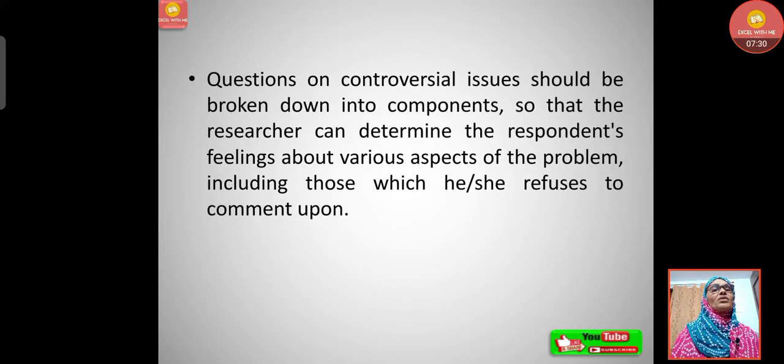Now, questions on controversial issues should be broken down into components so that the researcher can determine the respondent's feelings about various aspects of the problem, including those which he or she refuses to comment upon. Obviously, whatever controversial questions are there, they should be broken down so that the researcher can determine the respondent's feelings about various aspects of the problem.